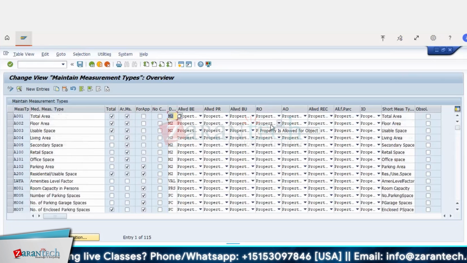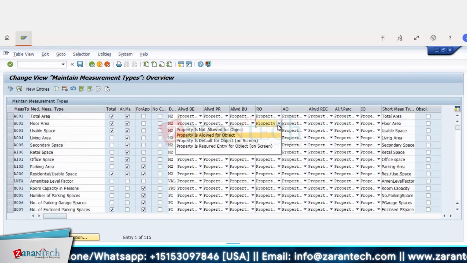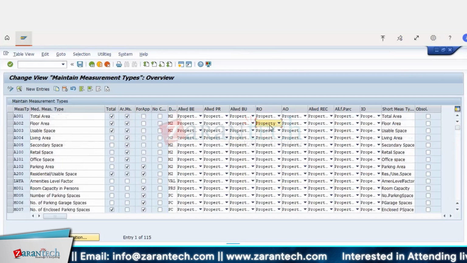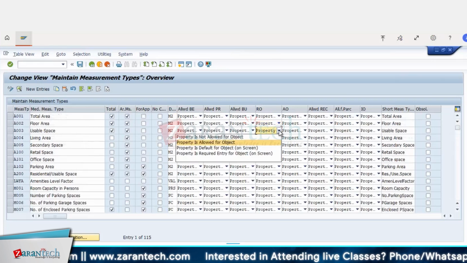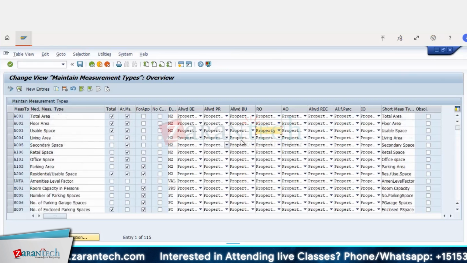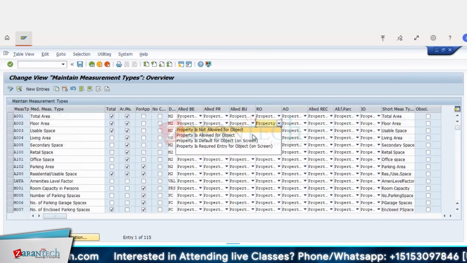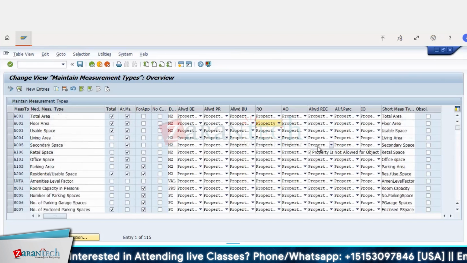Property is allowed for object. It is showing. Click on that. Property is allowed for object, this option Default was selected. So you want floor area as well. Yes, I want floor area and usable area to be populated. Can you check if measurement usable area is maintained or not? Yes, in the RO, property is allowed for object. The same is also maintained. Can you check on that total checkbox? Yes, it is there.